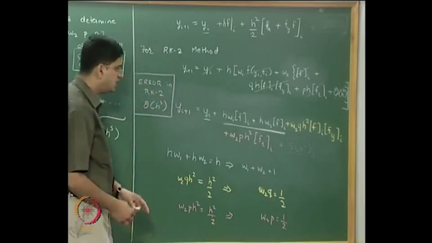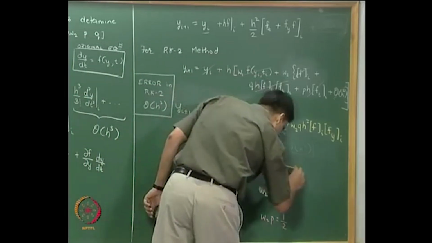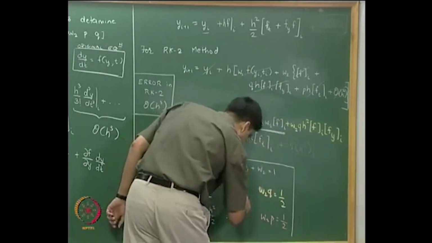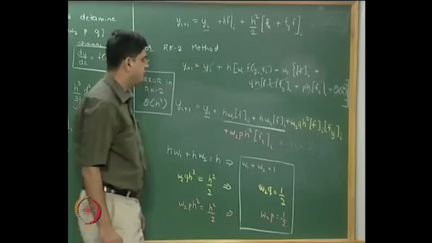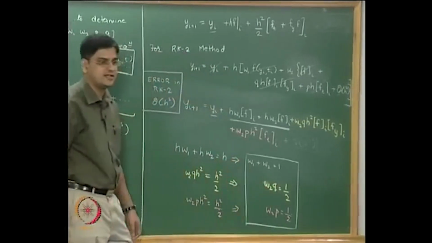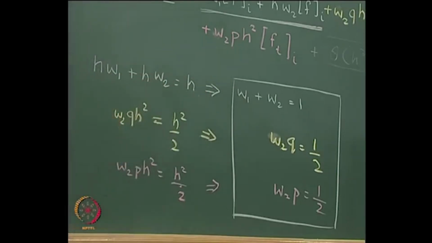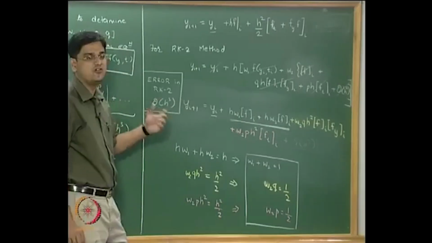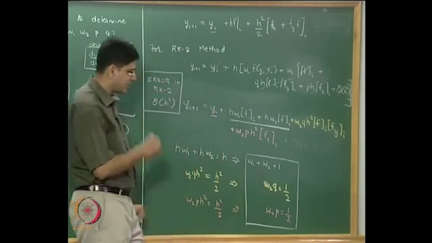Okay. So the three equations that we get for the RK2 method are these expressions, and when we ensure W1, W2, P and Q satisfy these equations, the method that we are going to get is going to have an error of the order of h cube. Okay. So that is the whole idea behind RK2.